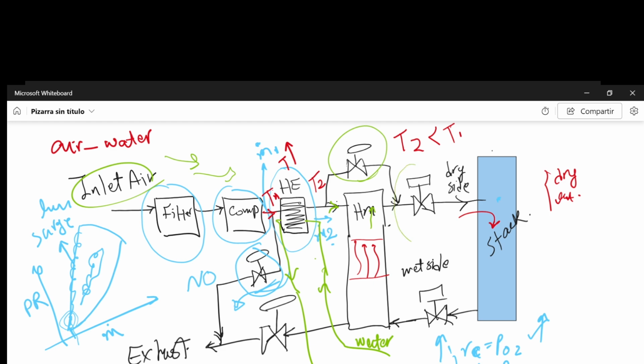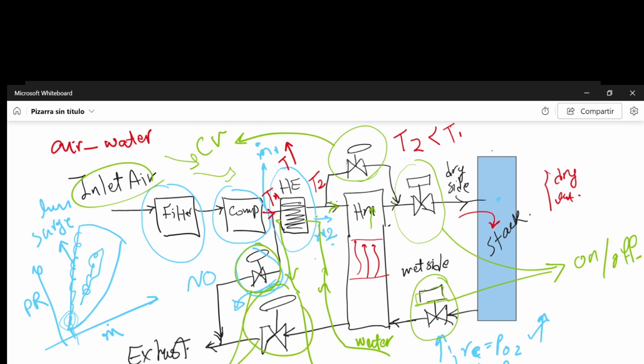So another component that we have here is the isolation valve, the isolation block valve. Normally these valves are on-off valves. So these two are on-off valves. This one is a control valve, and this one and this one as well. These two are control valves. Control valve means the position can be controlled at 10%, 50%, 90%, but on-off is just close and open.